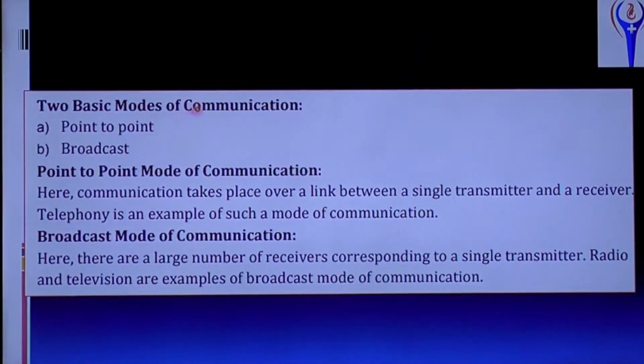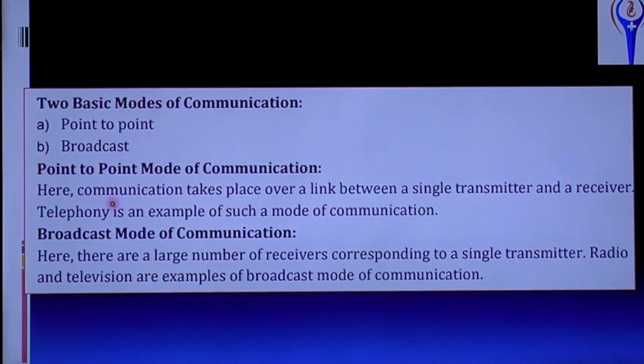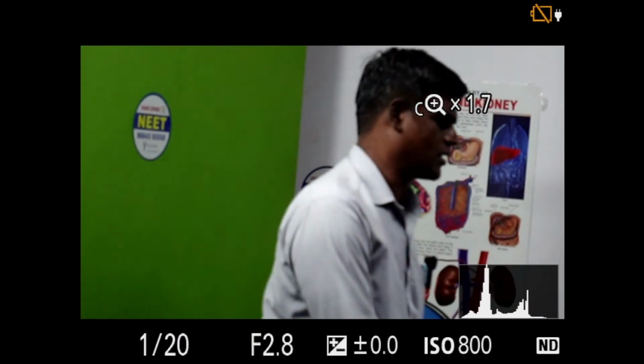Two basic modes of communication: point-to-point and broadcast mode. In point-to-point mode, communication takes place over a link between a single transmitter and a single receiver. Example: telephone. In mobile, we are talking to another person, no? That is point-to-point, one single person to another single person.